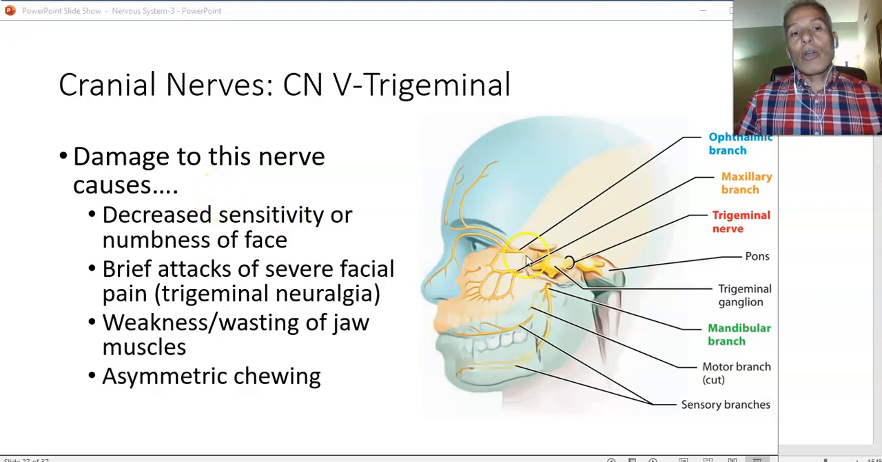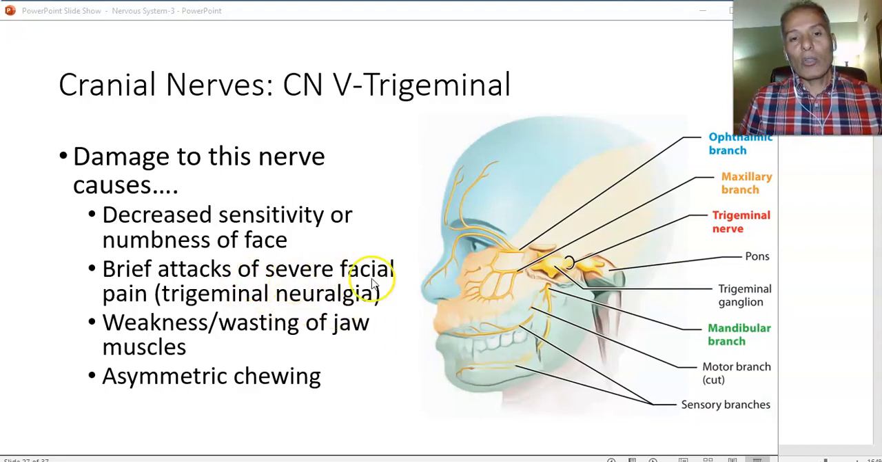Damage to this nerve causes these problems: decreased sensitivity or numbness of the face. And you notice that, of course, if you go for anesthesia, you can see what damage. Like when you go to the dentist, you bite yourself and cut your tongue or your side because you are not feeling anything. You are not getting proprioceptive feedback there.